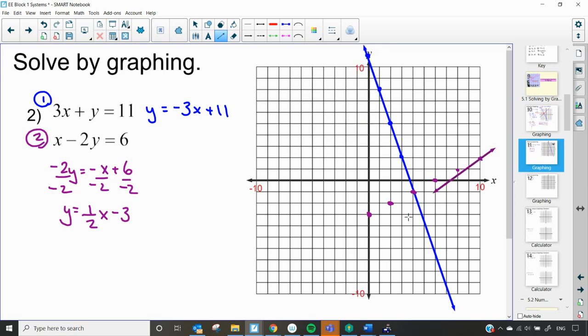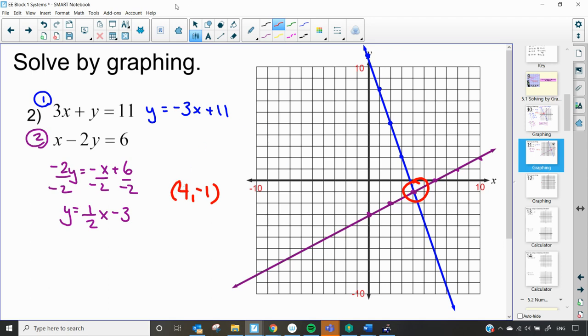So we've got our line here, drawn right through the entire graph, and then our solution. Our solution is right here at 1, 2, 3, 4, negative 1. So our solution is at 4, negative 1.